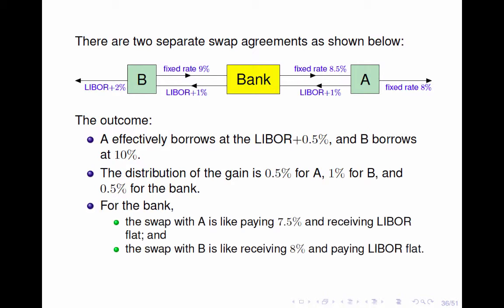For the bank, the swap with A is like paying 7.5% fixed rate and receiving LIBOR flat, and the swap with B is like receiving 8% fixed rate and paying LIBOR flat. Thus, it has a net gain of 0.5%.